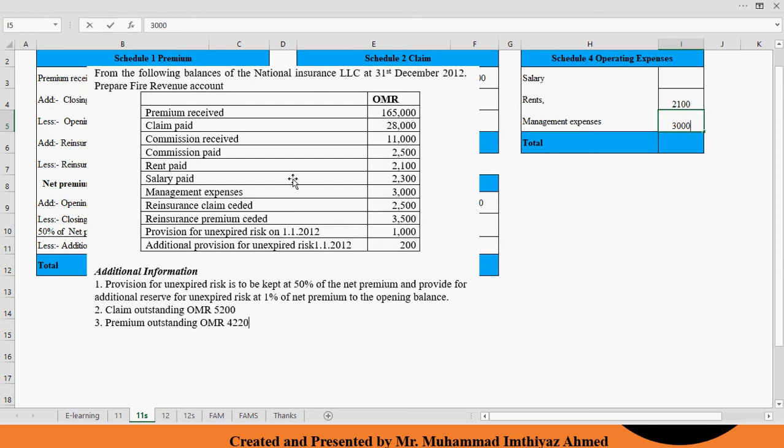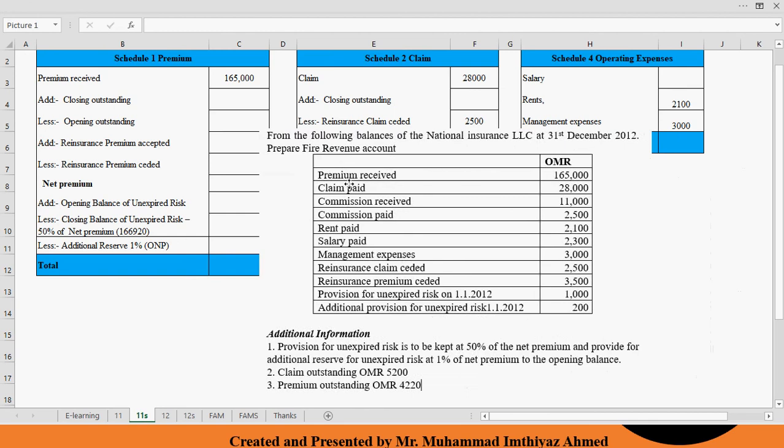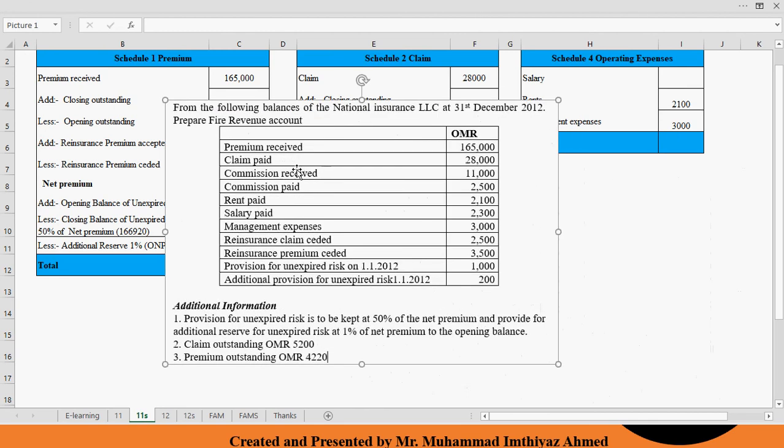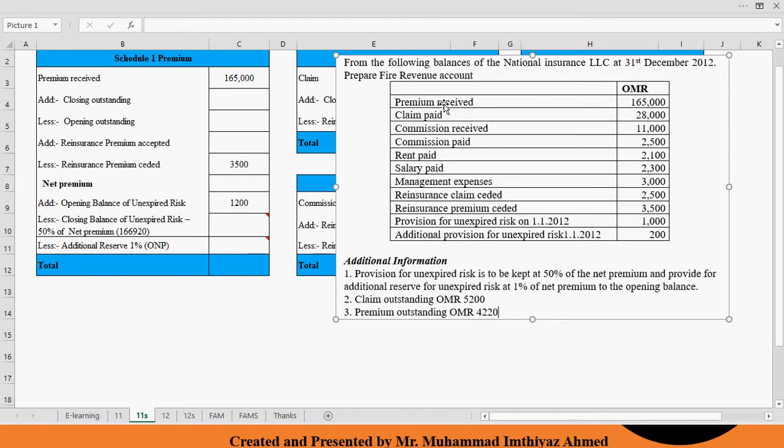Reinsurance claim ceded, it is 2,500. So reinsurance claim ceded 2,500 has to be entered in claim. Reinsurance premium ceded 3,500. Reinsurance premium ceded has to be entered in premium. The amount is 3,500. Provision for unexpired risk is 1,000 and additional provision for unexpired risk. Both are same opening. So we need to total these two. So 1,000 plus 200 will be 1,200. We need to enter in premium 1,200. So that is with regard to the items.